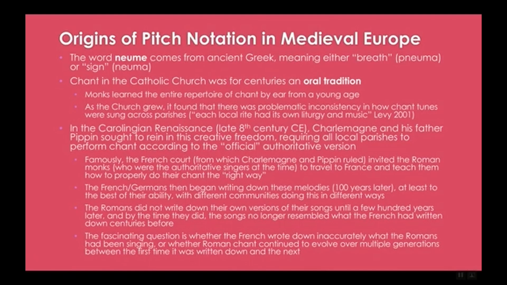So if you think about the French writing down accurately what the Romans did in 750, then 300 years later, when the Romans write down their own chant, maybe in both cases it's being written down accurately, but that chant has become much more decorated. So that's one of these very cool, interesting questions about the history of Western music and the history of notation. It gets at this question of how accurate notation is compared to what people are doing.